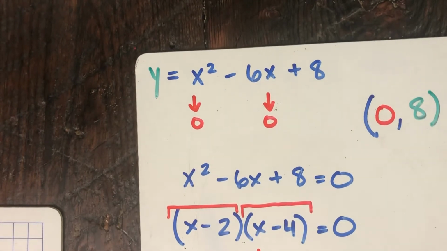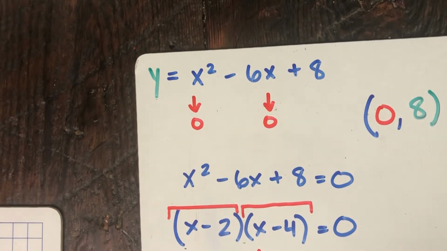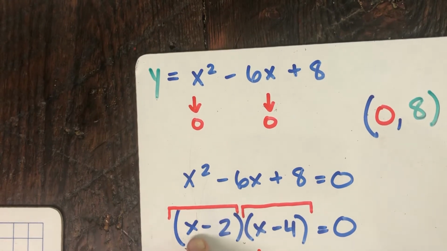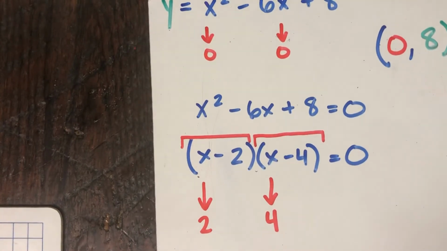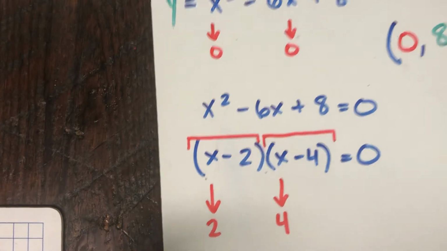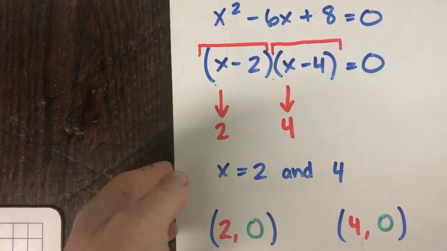Now instead of writing it all out this time, I just looked at it and said, what number could I put here? 2 minus 2 is 0. What number would go here? Well, 4 minus 4 is 0. So I've solved to find those roots. They are 2 and 4.